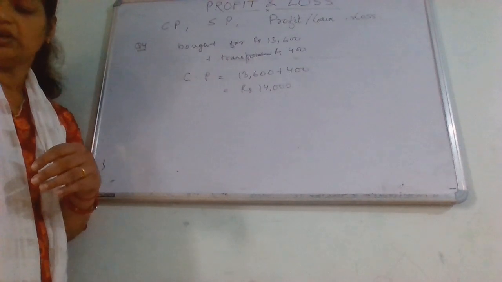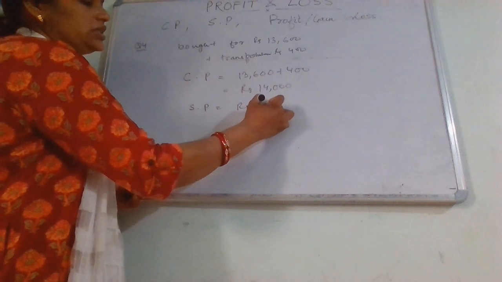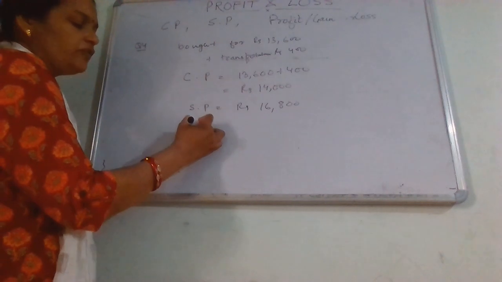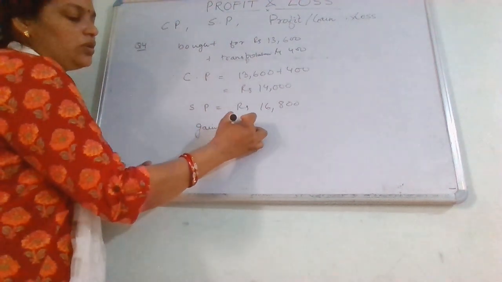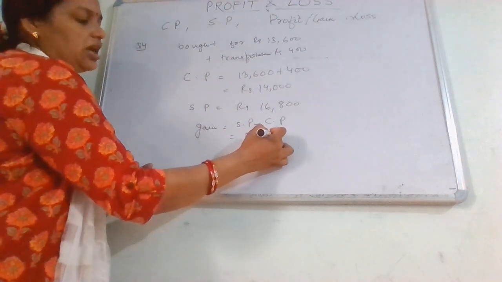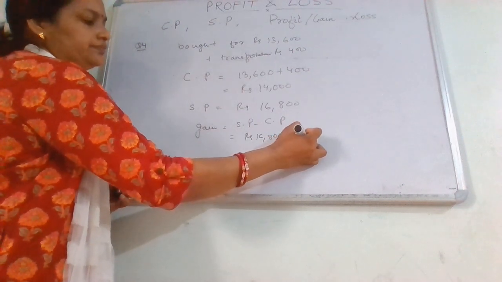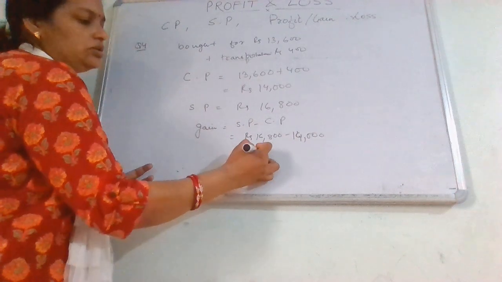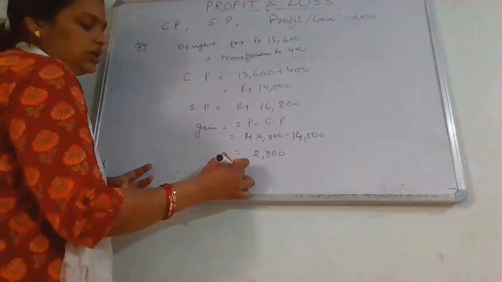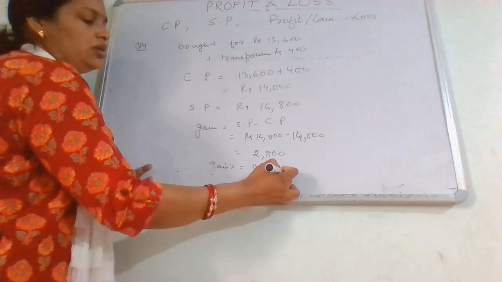And he sold it for rupees 16,800. So selling price is equal to 16,800. And now what are they asking? Find his gain percent. So first of all, you will find out the gain. What is gain? Gain is equal to SP minus CP. So it is equal to rupees 16,800 minus 14,000. So this is equal to 2,800. And now gain percent is equal to gain by CP into 100.